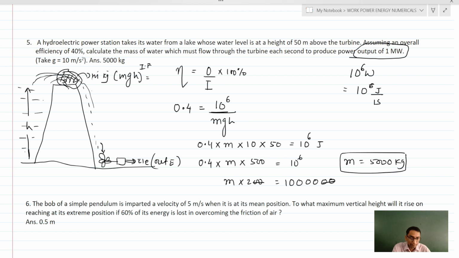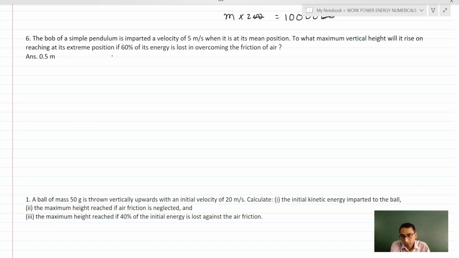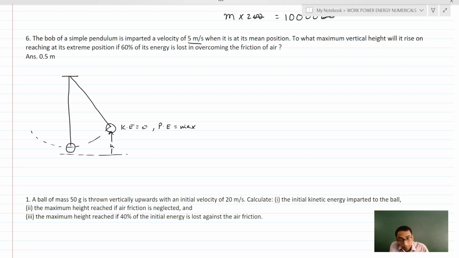Moving ahead, a simple pendulum has a velocity at its mean position. So if you have a simple pendulum, it will oscillate like this, and at the extreme position it will stop, so its kinetic energy is going to be zero, but its potential energy would be maximum because it will be at maximum height above the ground. So when it again comes down here, the potential energy becomes zero, but the kinetic energy is going to be the maximum, right? So it will have maximum speed or the maximum velocity.